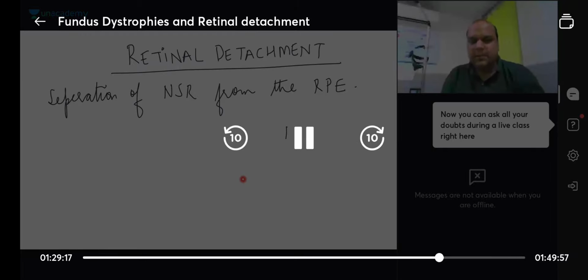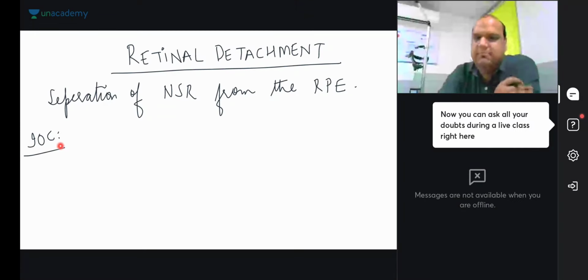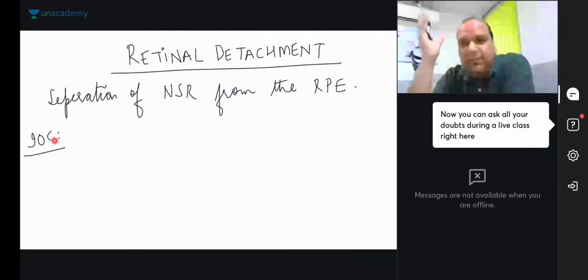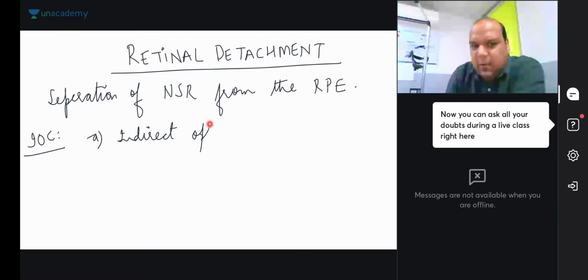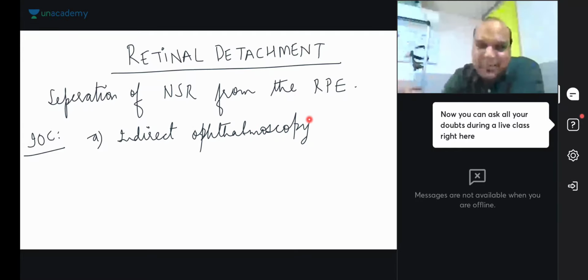Now I will say what is the investigation of choice. We need to see that the retina is detached. Can it be detached only in the center, or can it also be detached in the periphery, anywhere? It can be detached anywhere in the periphery. That means to look at a retinal detachment, I need to examine the whole retina. Because I need to examine the whole retina, the investigation of choice is indirect ophthalmoscopy. When I explained ophthalmoscopy, I explained that direct is used to see the center, indirect is used to see the complete retina. So the investigation of choice is indirect ophthalmoscopy.